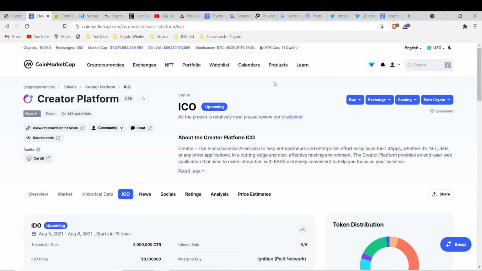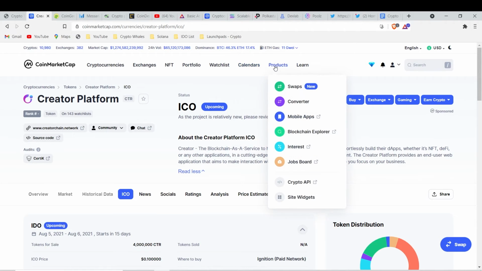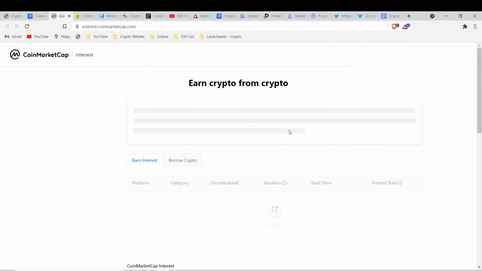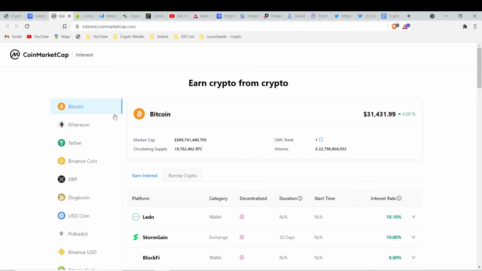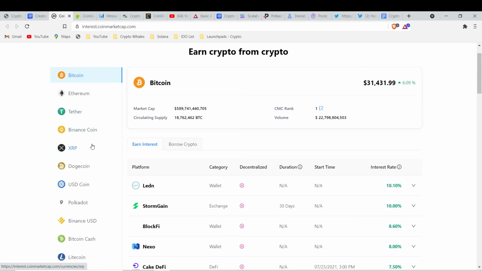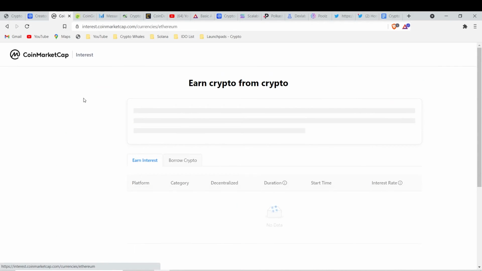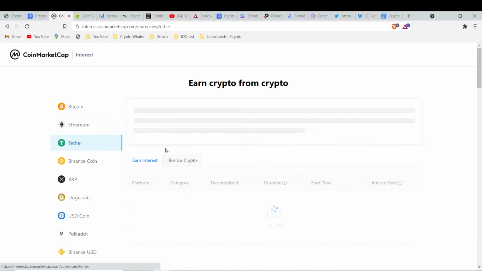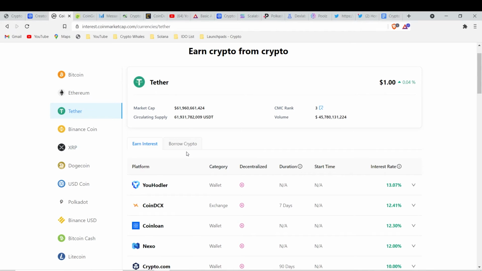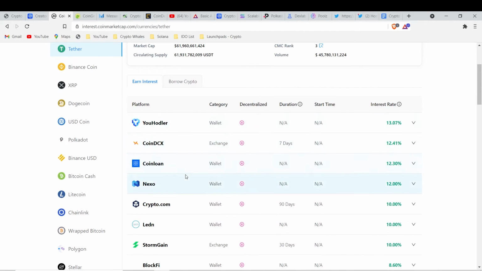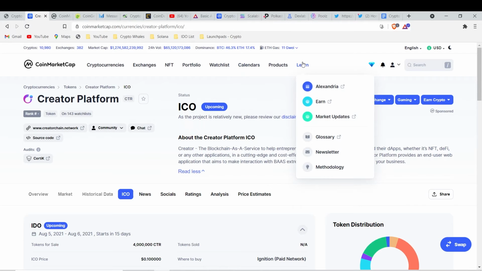Now, apart from calendars, we want to go into products. And within the products, what I found most interesting is interest. Because if you are holding any of these cryptocurrencies, let's say Bitcoin, Ethereum, Tether, right? All of these coins, once you click on them, you can see which platforms you can earn interest from your cryptocurrencies.